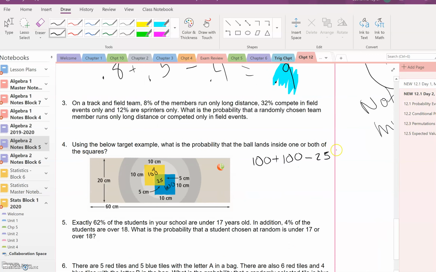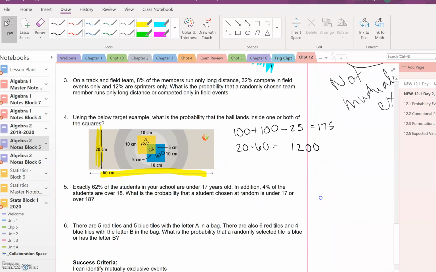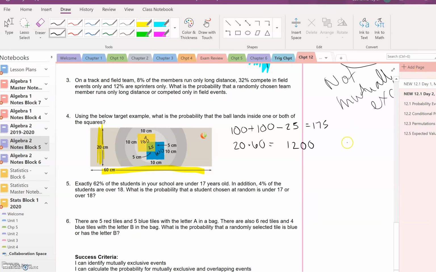So 100 plus 100 minus 25 is 175. But the ball could bounce in other areas, right? So it could land in those squares, but it's in an entire area that is 20 centimeters by 60 centimeters. So if it's 20 by 60 centimeters, that's 1,200 total centimeters. This ball could land in any of those. So what is the probability that it would land in one or both of the squares? That is 175 divided by 1,200.